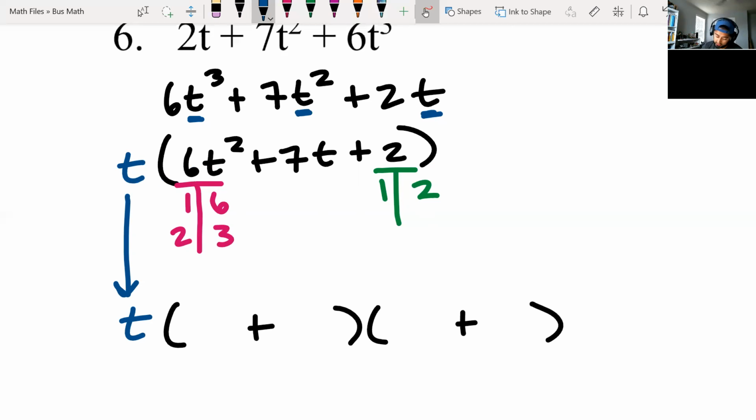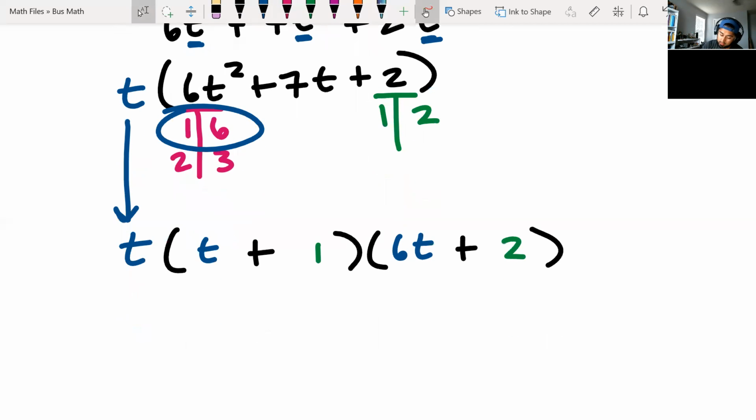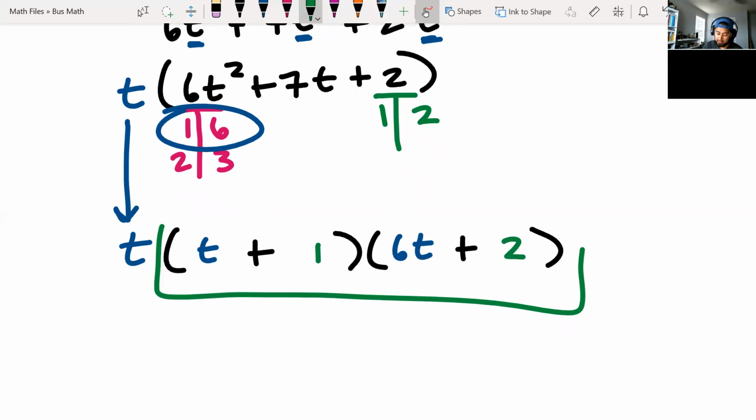One and 6. 1 and 6? Okay, let's try it out. 1 and 6, that means I'm going to put a 1t here and a 6t there. And then the only choices for the numbers are 1 and 2. And how should I place those? Should I go 1 and 2 or 2 and 1? 1 and 2? Okay, let's check. And we're only checking these ones. That t we don't have to worry about anymore, as long as we keep it along.